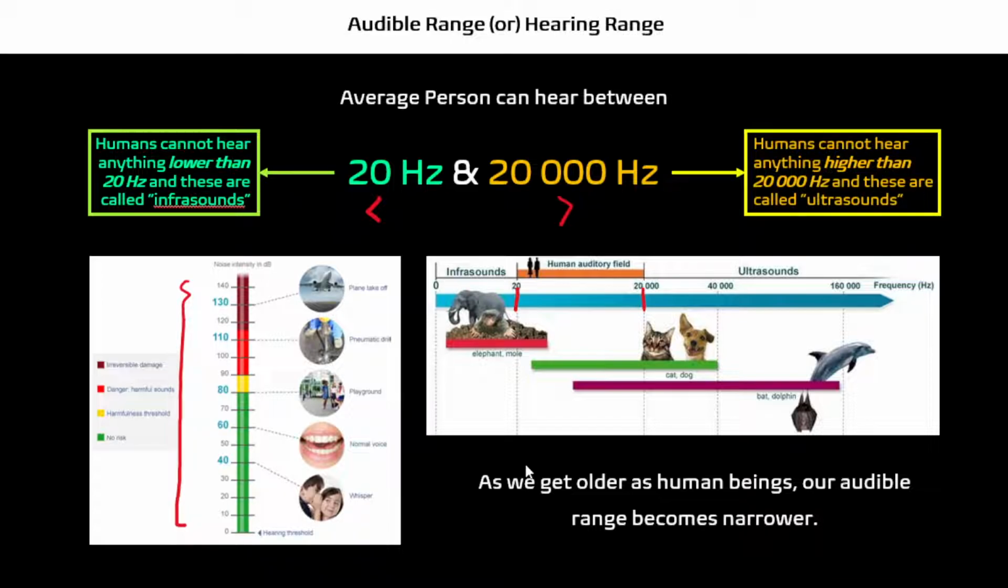But when we get older, okay, when we become grandpas and grandmas, our audible range will become narrower, okay? Not 20 to 20,000 anymore, it will be lower. And that's why we have poor hearing as we grow older.